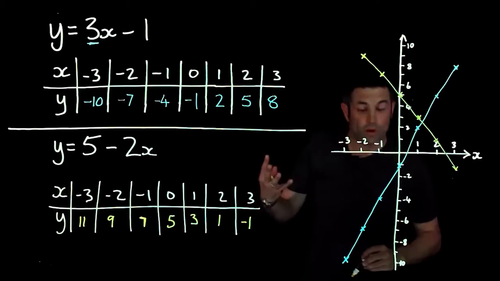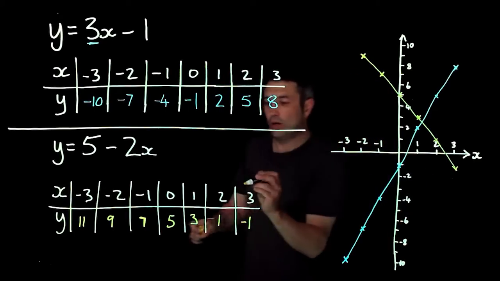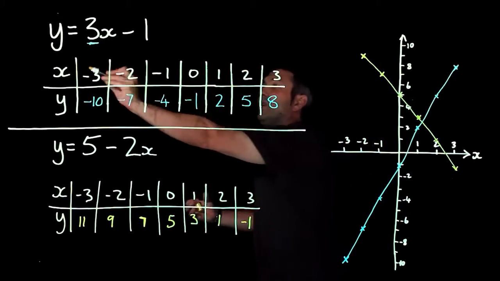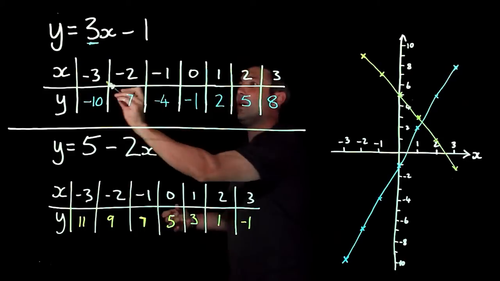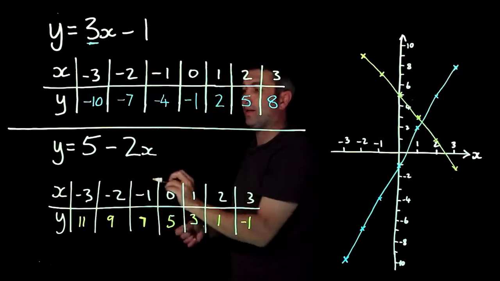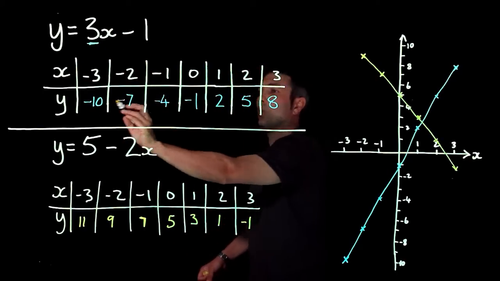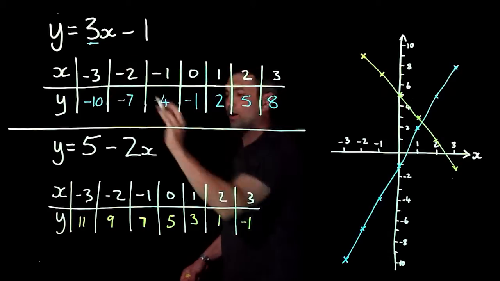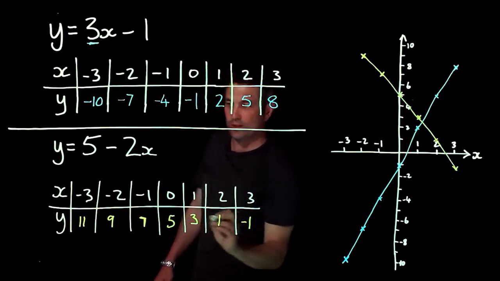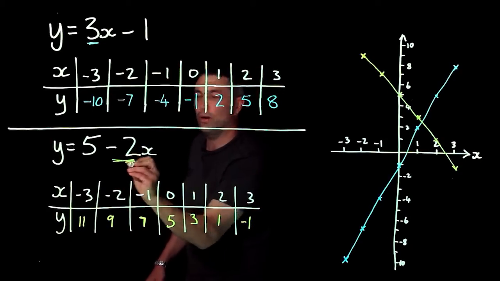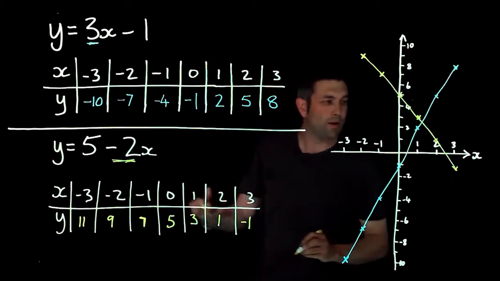Fantastic. So what you're actually doing here is swapping in the values at the top of the table for the x in your equation. Now, this one went up in 3s. I had 3x there. This one went down in 2s, negative 2x. There's a little bit of a link there, so keep your eye out for that.